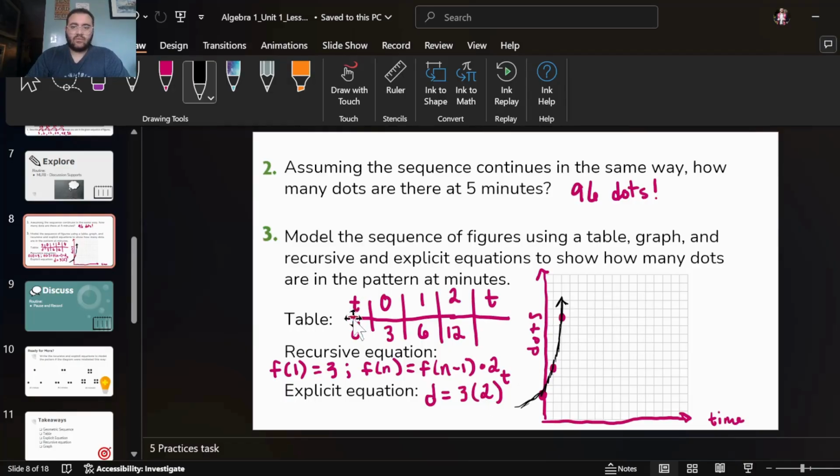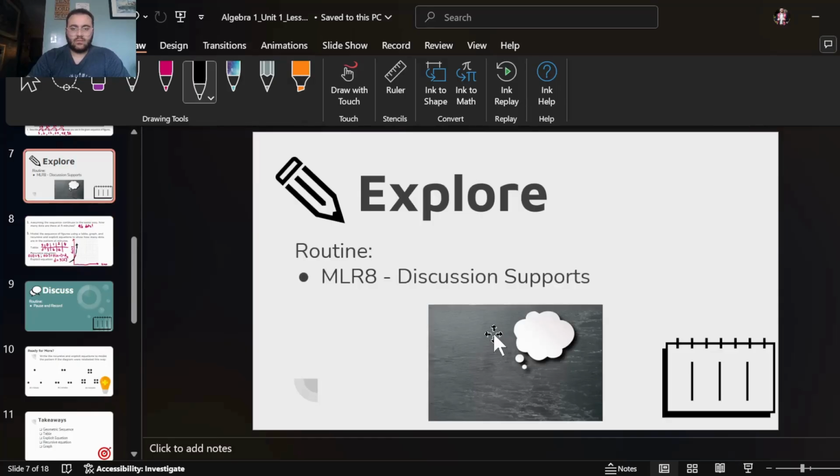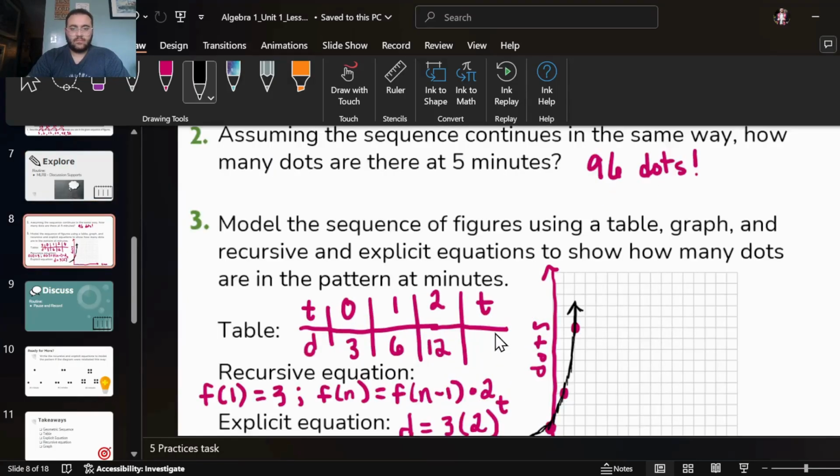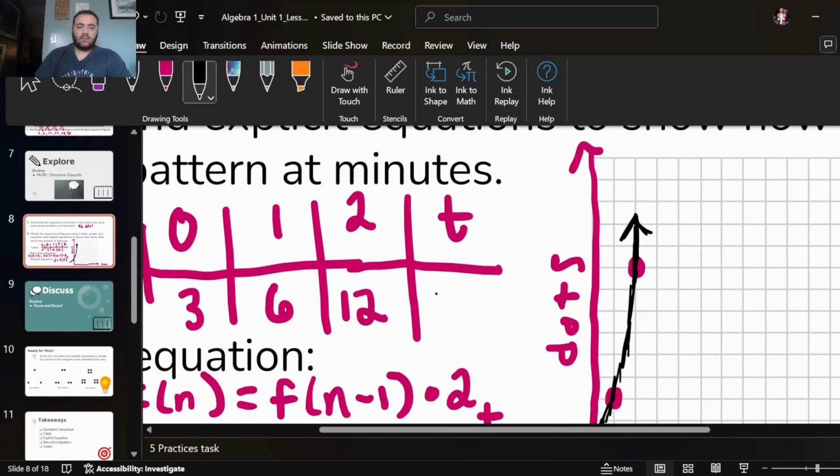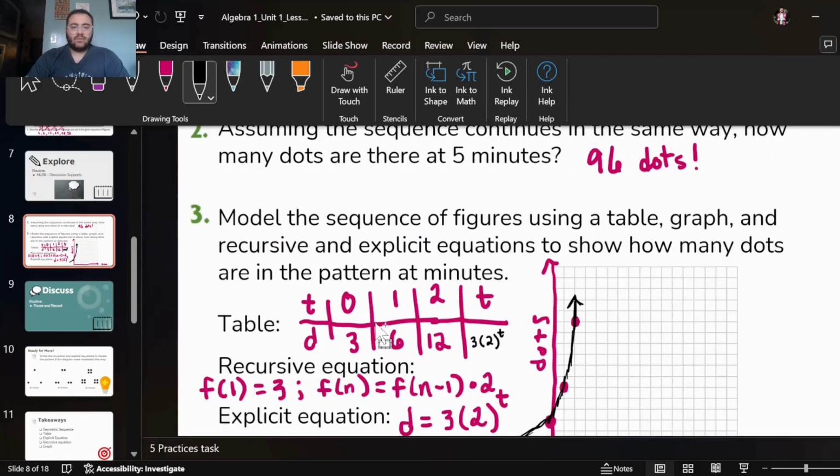And there you have it. There's our table, our graph, and our recursive and explicit equations. So at t minutes, let's zoom in here. At t minutes, we're looking at 3 times 2 raised to the t power. So at t minutes, we have 3 times 2 raised to the t power dots.